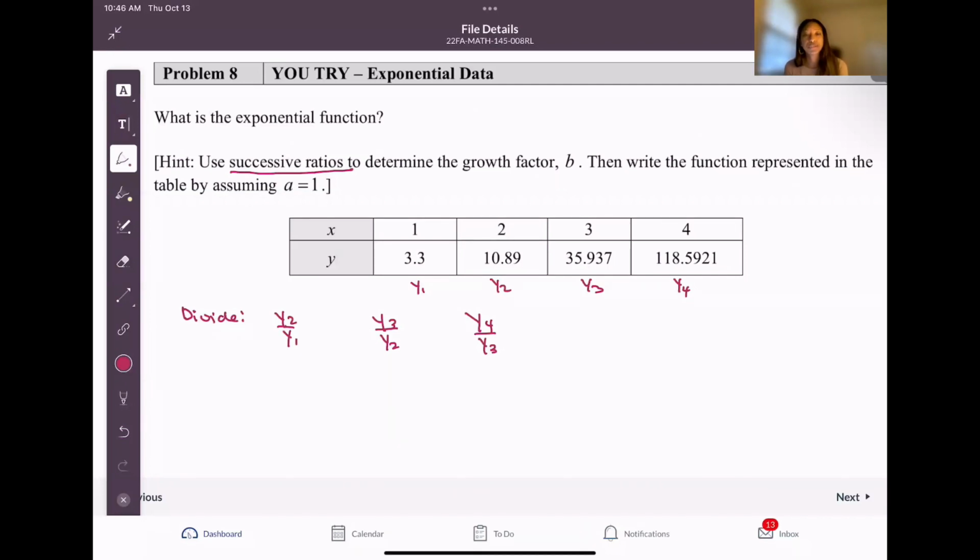These are successive ratios. If these numbers are all the same, then boom, we found the number that we can multiply by to get us to the next output. That tells us our base b, which is our growth factor, and we can write out this function. We're definitely going to need our calculators for this. So for the first one, we have 10.89 divided by 3.3. 10.89 divided by 3.3 is 3.3.